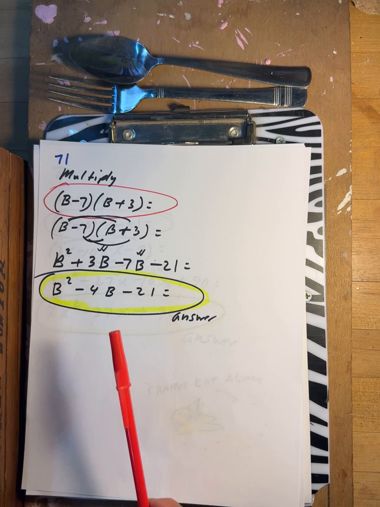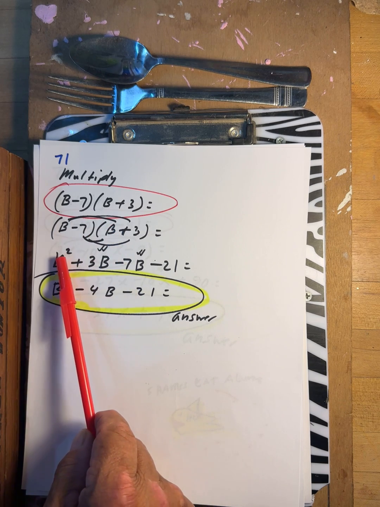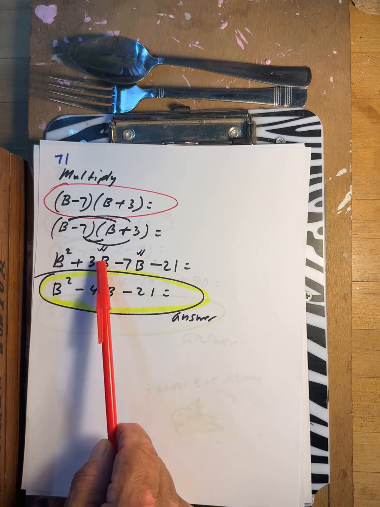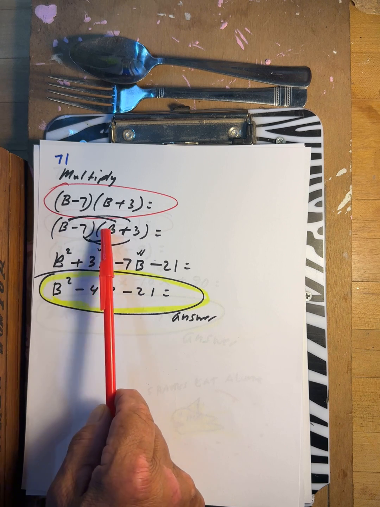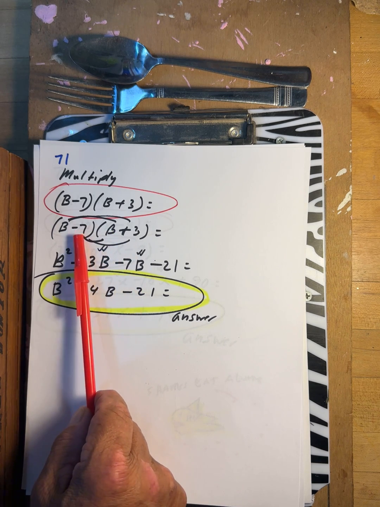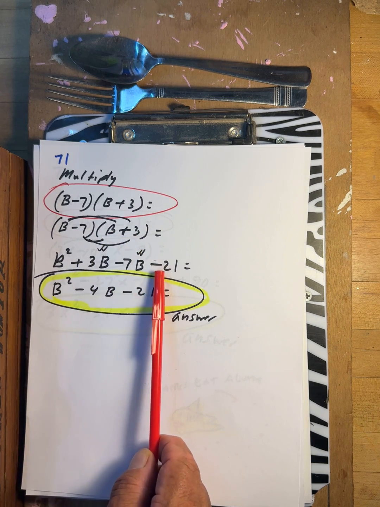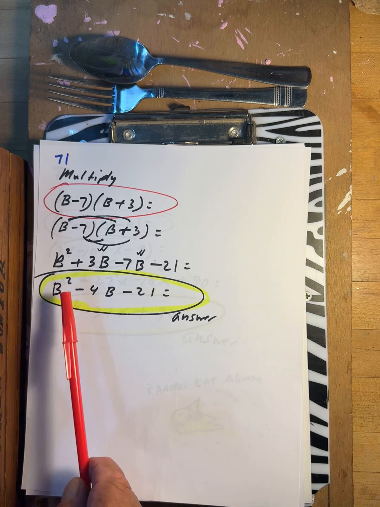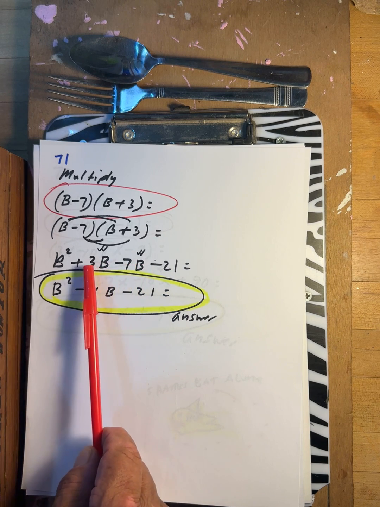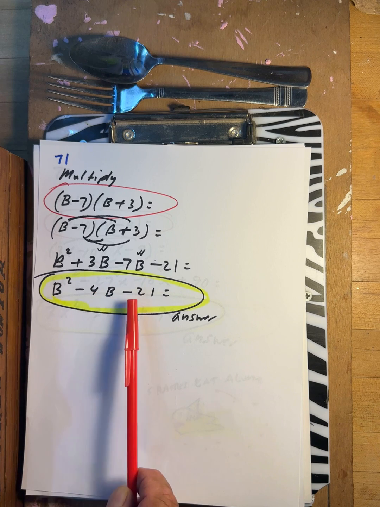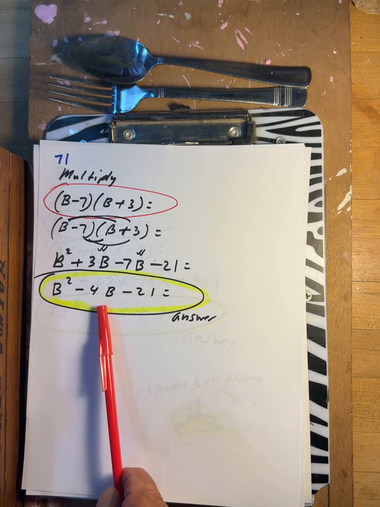This one, ooh. So b times b is b squared. B times 3 is 3b. Negative 7 times b is negative 7b. And the negative times a positive 3 is a negative 21. Now, signs are different. So you can have b squared, 3 minus 7 is negative 4b, minus 21. So b squared minus 4b minus 21.